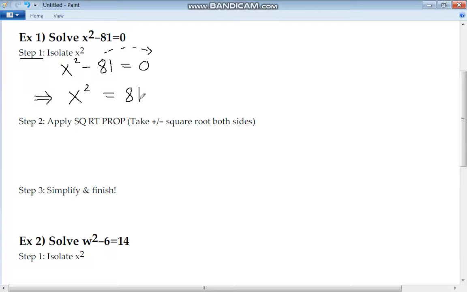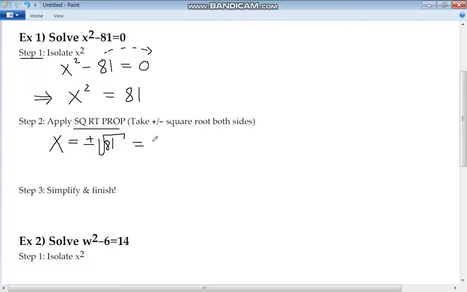Now that we've isolated the expression that's being squared, we can apply the square root property by just taking plus or minus the square root of both sides. So on the left side, when we take the square root of x squared, all we get is x. And we don't even put the plus or minus on that side. We put it on the other side of the equal sign. So we took the square root of the left side, and that's equal to plus or minus the square root of the other side. But the square root of 81 is the number whose second power is equal to 81.